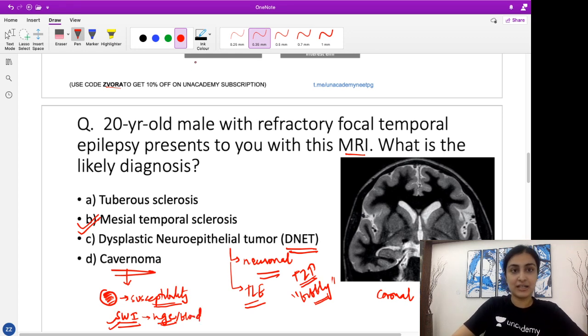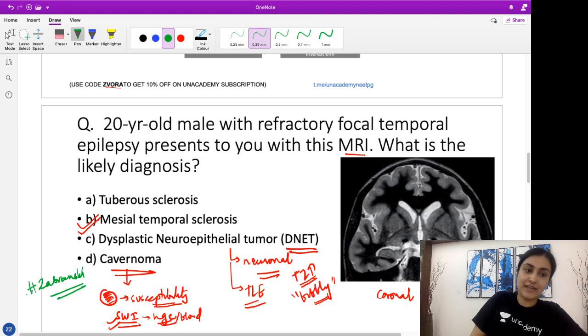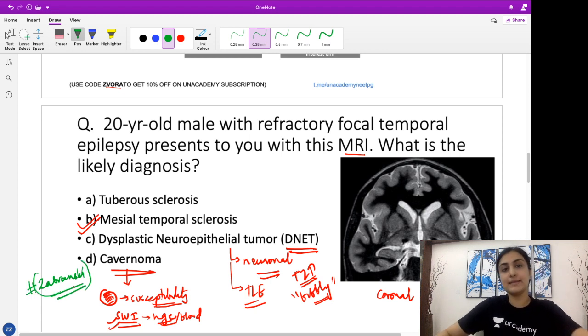Just one additional extra edge pointer for you. We have a classification for cavernoma which is called the Zabramski classification. Alright, so just one extra edge pointer for you. We have the Zabramski classification for cavernoma. Again, remember, cavernoma can also predispose the patient to have multiple seizures.